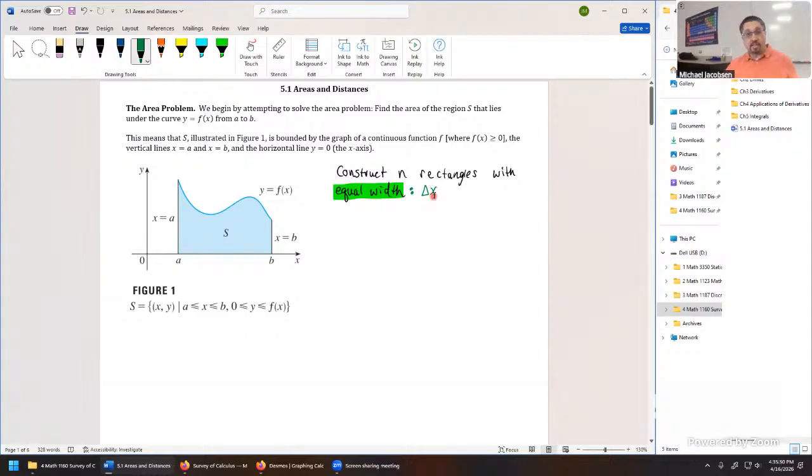So if they're all going to have the same width and there's going to be n of them, the way we get the formula for the equal width is we go from the b and the a, take that total length, b minus a. If there's going to be n rectangles, then we take b minus a divided by n. So we construct n rectangles of that equal width. This will be a common formula we use in these notes. And once we have those rectangles, we'll just compute the area of them.